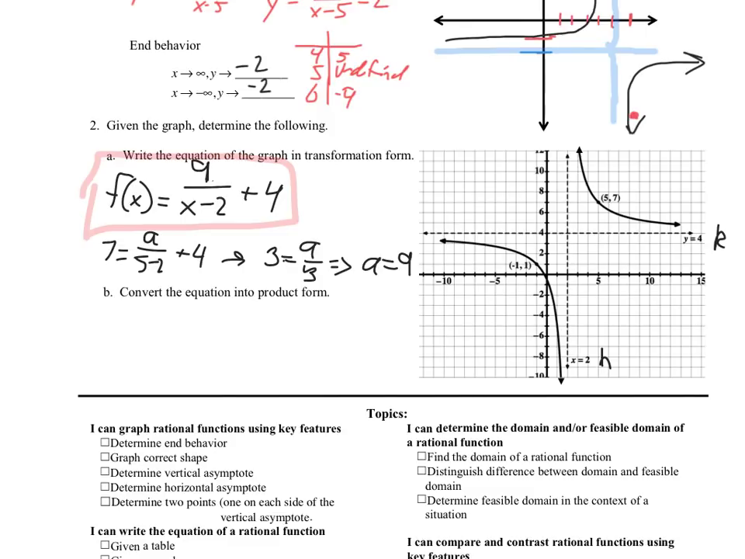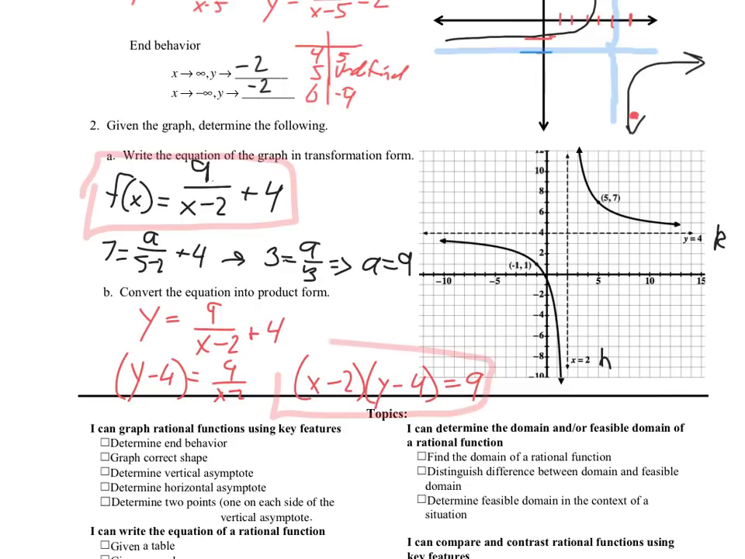Now to convert this into product form, once again, purely just having this as a conversational topic as different things you could see that are also rational functions, we'd want to write this as y equals 9 over x minus 2 plus 4. So you'd want to subtract, so y minus 4 equals 9 over x minus 2. And then you just want to put x minus 2 times y minus 4 equals 9. And that would be your product form version of this.